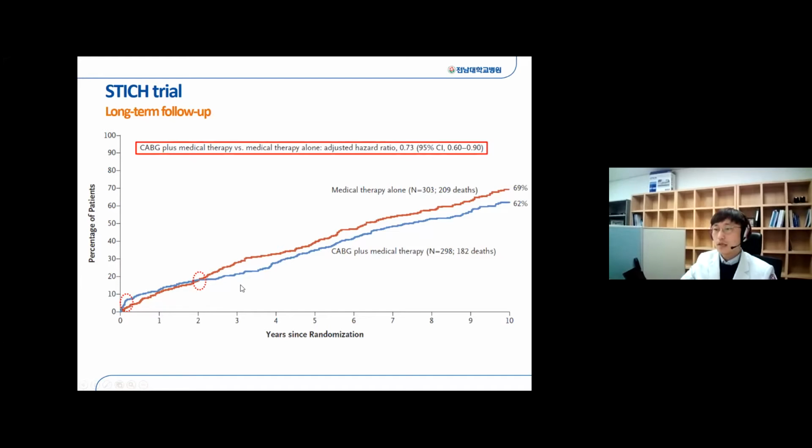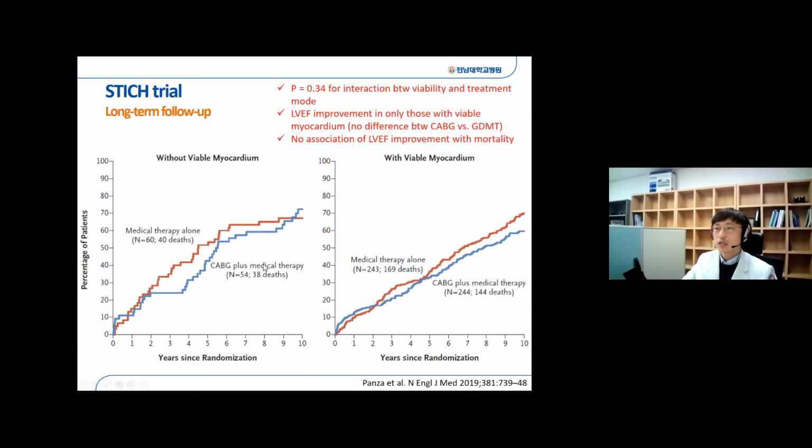Here, in the patients who received CABG, the initial peri-surgical complications raise the incidence of cardiac events at a very early time point, but it crosses around 2 years after randomization, and the CABG group goes parallelly downwards to the medical therapy curve, and the prognosis was significantly better for CABG.